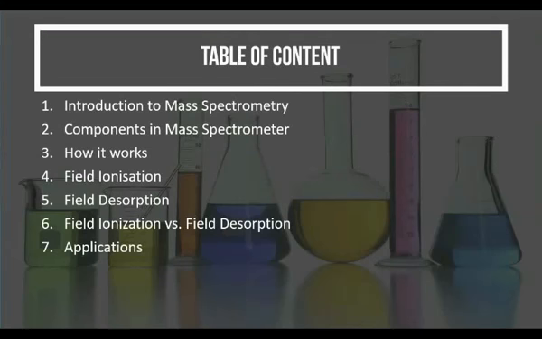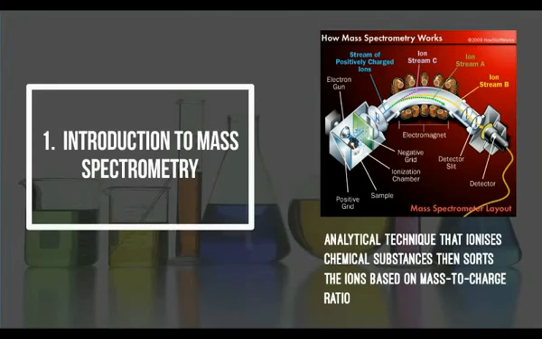We'll start by looking at what is mass spectrometry. As a brief introduction, mass spectrometry is the analytical technique that ionizes chemical substances, then sorts the ions based on mass to charge ratio. The mass spectrometer is an instrument used for measuring unknown substances or molecules through the mass of the ions.